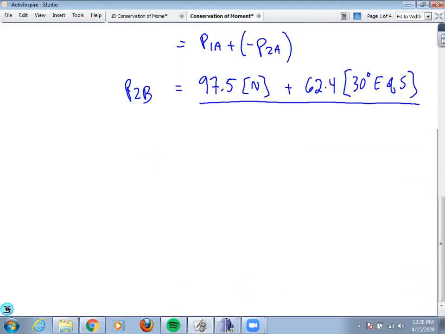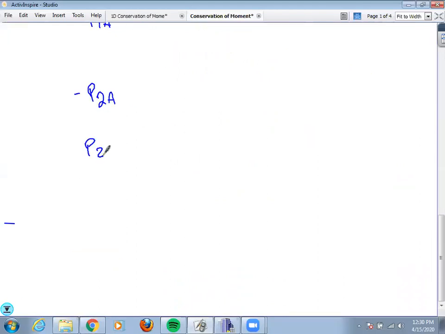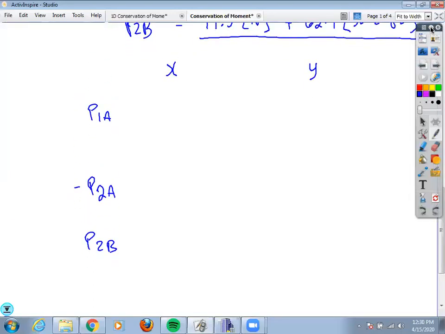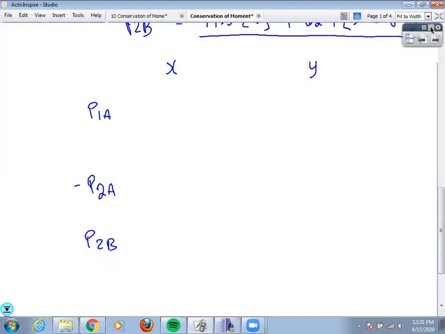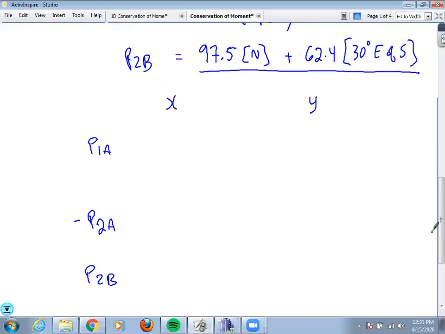So we will then set up our XY table. X, Y, and the vectors we have: P1A, negative P2A, and of course what we're getting when we add these is P2B. Okay, so if we look at the X and the Y, the P1A only has a Y component because it's north. So P1A in the X would be 0, and in the Y would be positive 97.5.